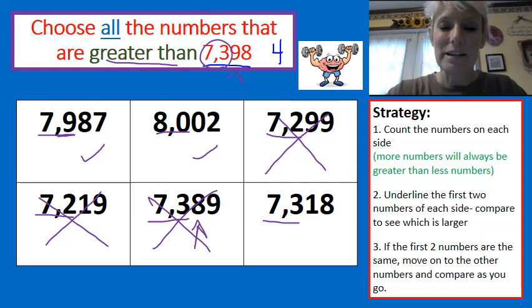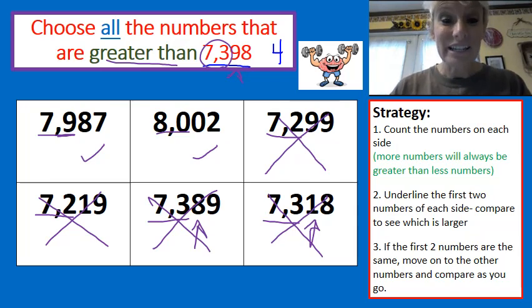Let's go to the next one. I see 73, the 73 matches, so I'm going to go to the next place value, which is the hundredths. I'm going to compare those. I have a 9 up here, and I have a 1 right here. Is 1 greater than 9? Absolutely not. So I'm going to cross that one off.